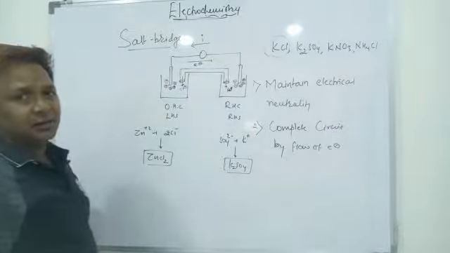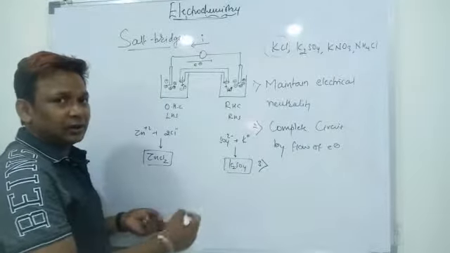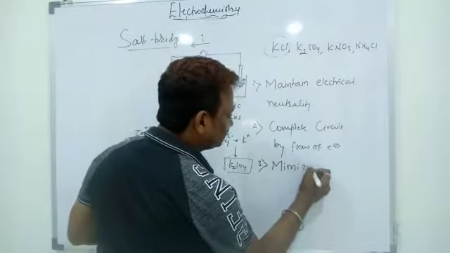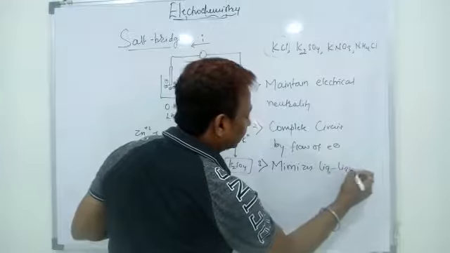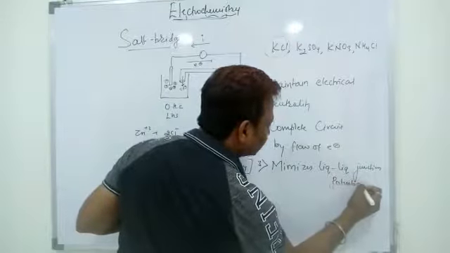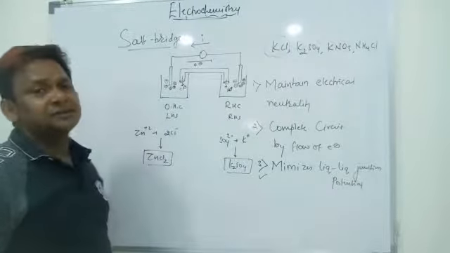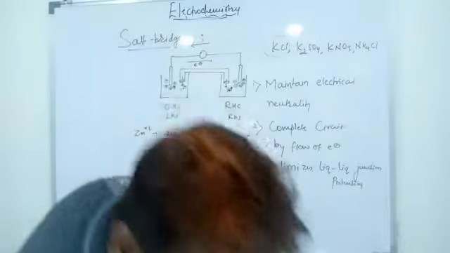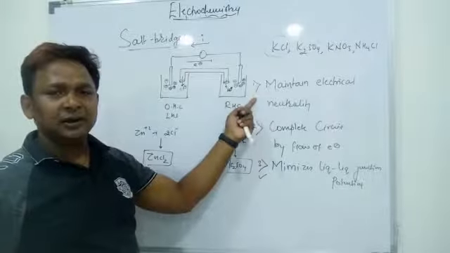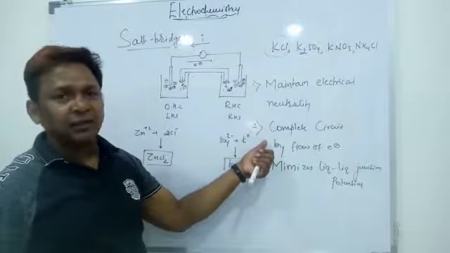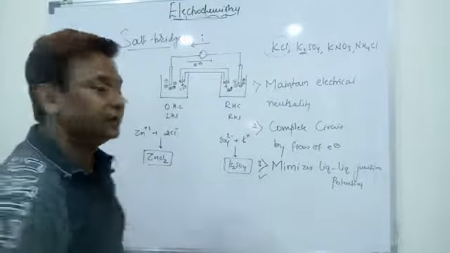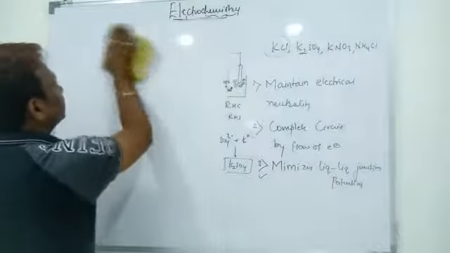But the most important function, which in my previous video I told you I am going to tell you, in this video I am going to explain: it minimizes liquid junction potential. In today's video, my dear children, I will explain about minimizing liquid junction potential. How it minimizes, that part we are going to see. So listen here, the important functions of salt bridge are that it maintains electrical neutrality, it completes the circuit by flow of current, and it minimizes liquid junction potential. We are going to discuss how it minimizes liquid junction potential.